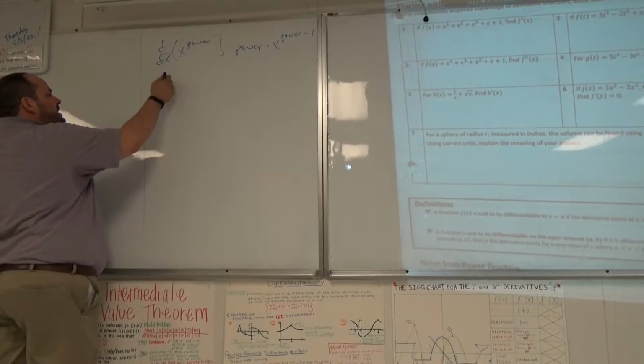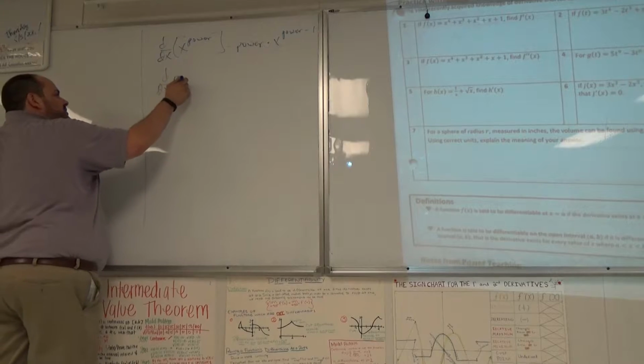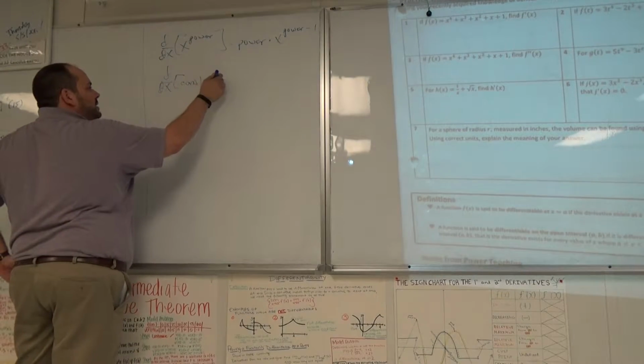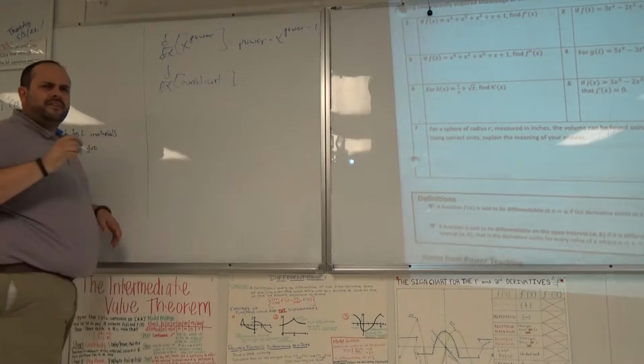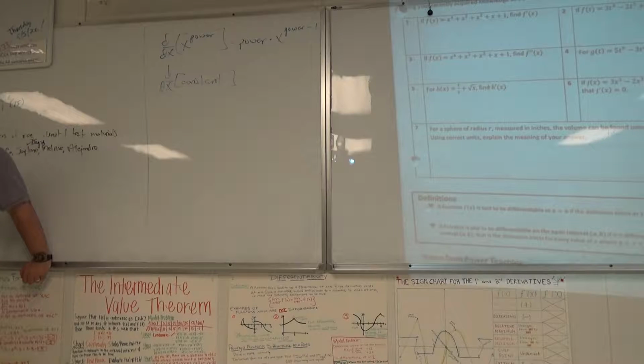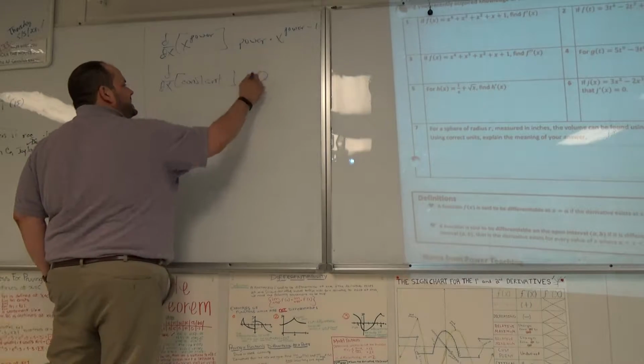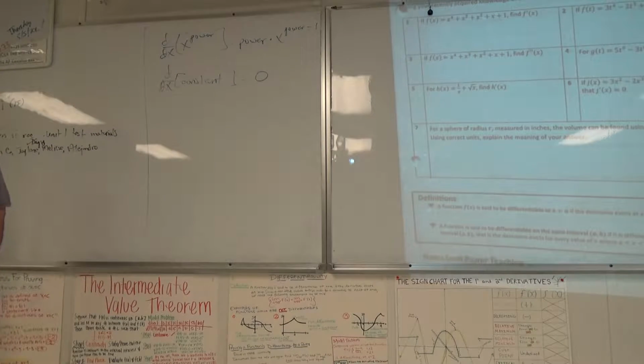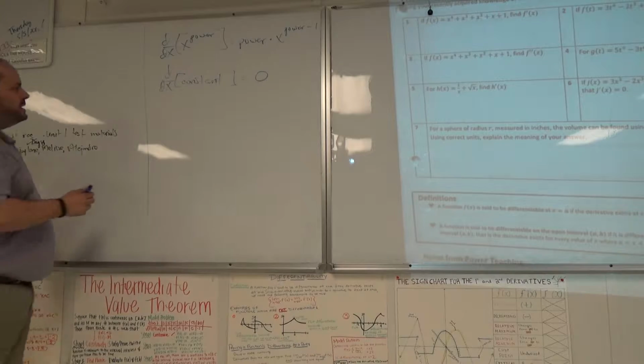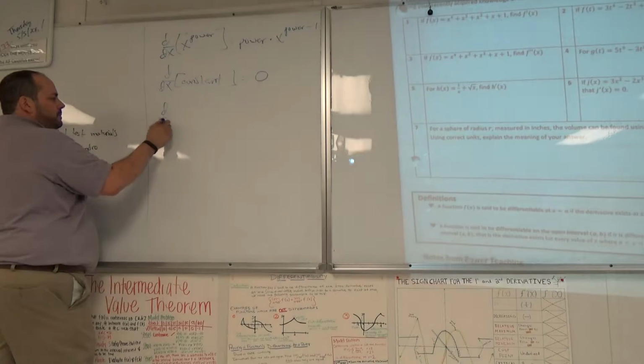Here comes another easy one. The derivative of a constant. The derivative of a constant. The derivative of a constant. Adriana? The derivative of a constant is 0. Always. Always, always, always.